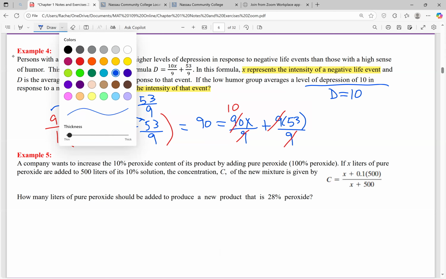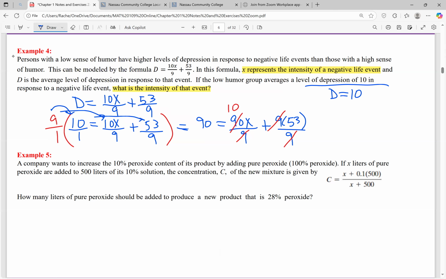So my equation is going to be 90 equals 10x plus 53. And look, no more fractions, right? And now we could solve for x.